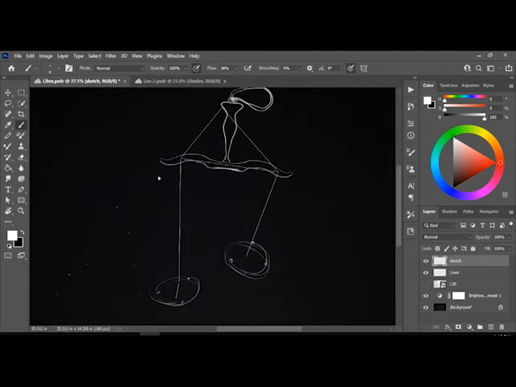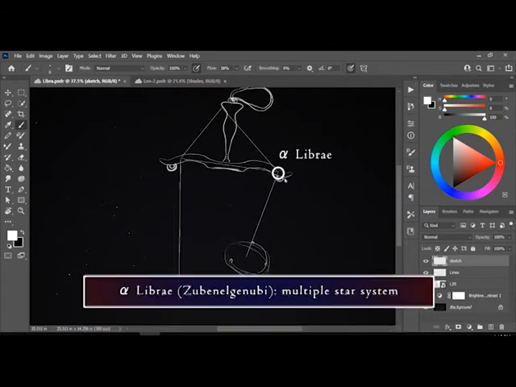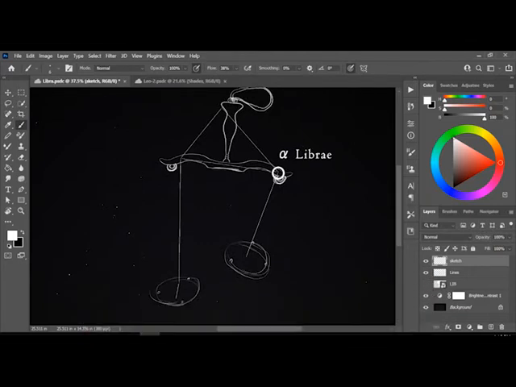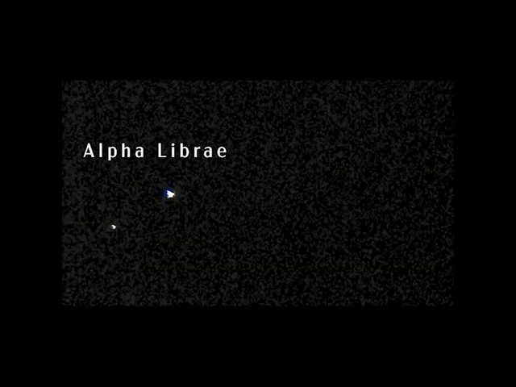Under good conditions, you will see at least two stars there. The brightest ones are Alpha and Beta Librae. They're going to be the two easiest stars to see in this constellation. Alpha Librae, also called Zubanel Ganubi, is a multiple star system. Although it looks like one star with the naked eye, you can actually distinguish two stars through binoculars or a good camera. Here's what it looks like in my shot through a telescope.